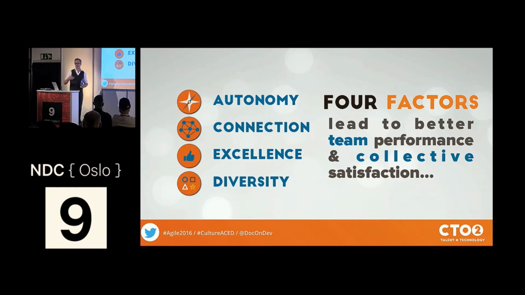Autonomy is about being able to actually have influence over your day-to-day work, freedom to choose how the work is done, freedom to choose what team you're on, right? Connection is connection to the purpose and cause. So what's the organization actually doing, right? Why are we here?